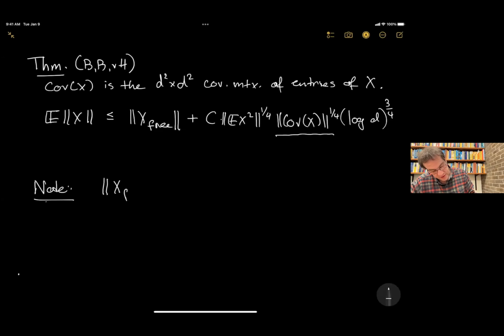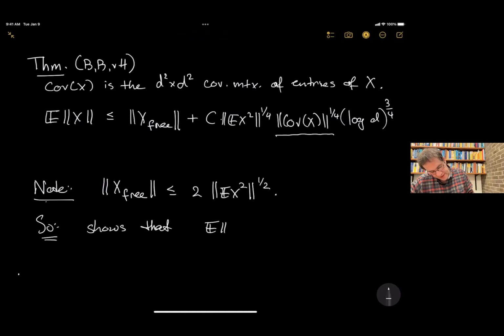We have exact formulas, but a very simple inequality that you can prove using free probability is that the norm of X3 is bounded by 2 times the quantity that appears in the non-commutative Khinchin inequality. So this shows that the expected norm of X is of the same order as the quantity in the non-commutative Khinchin inequality without the log D, right?